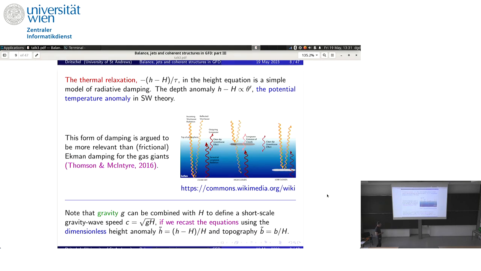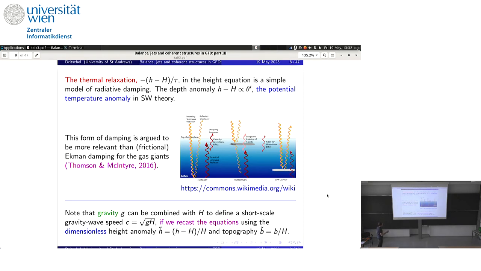Before I show you the picture of the forcing, the damping is this thermal relaxation term, which I'll motivate. So really we're thinking about the depth anomaly being the potential temperature anomaly in shallow water theory. Thompson and McIntyre in particular argue strongly that this is the relevant form of damping in these outer planetary atmospheres, that the Ekman damping plays a negligible role. There's no lower hard surface that can be producing Ekman damping. So we have to think about this.